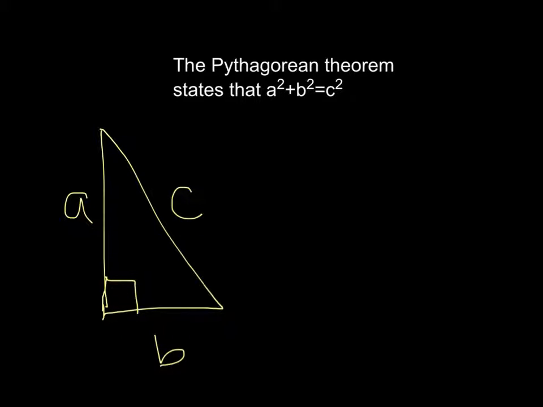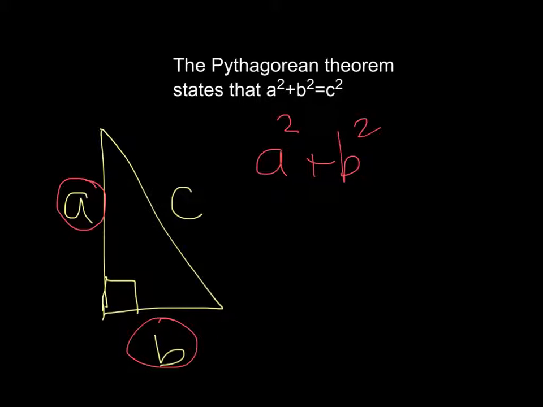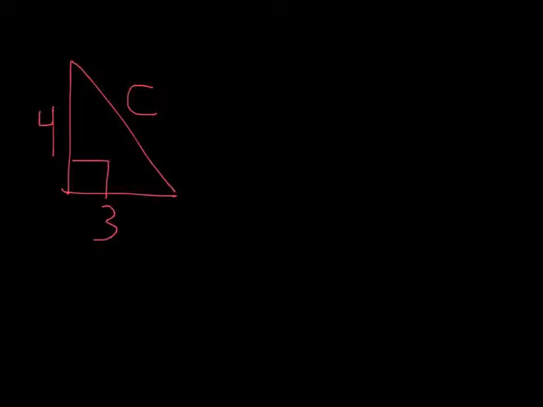The Pythagorean theorem states that for a right triangle, a squared plus b squared will be equal to c squared. That means that I can take a and square it, add it to b squared, and those two sums will equal c squared. For example, if I have a triangle that is labeled with already A and B, then I can solve for the length of C, which is the hypotenuse.